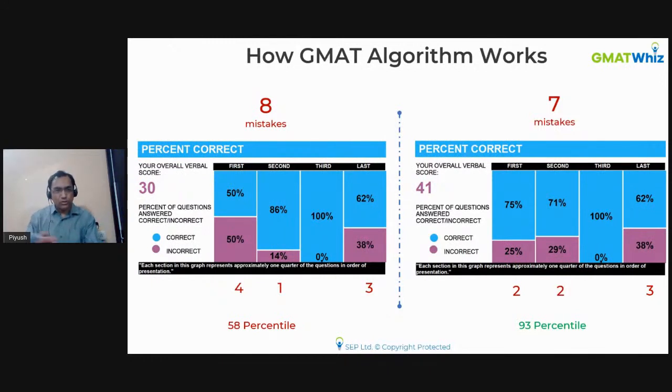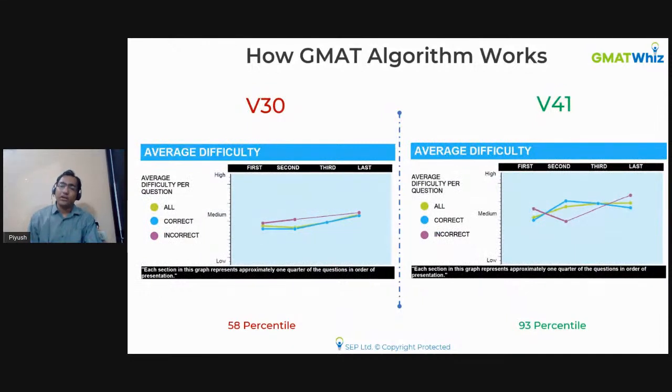I'll now show you the difficulty level chart of the students, and their accuracy across the sections against the difficulty level. Once you look at it, you will understand how fair the GMAT actually is. The students are the same. The left hand side is the difficulty chart of the first student and the right hand side is the difficulty chart of the second student.